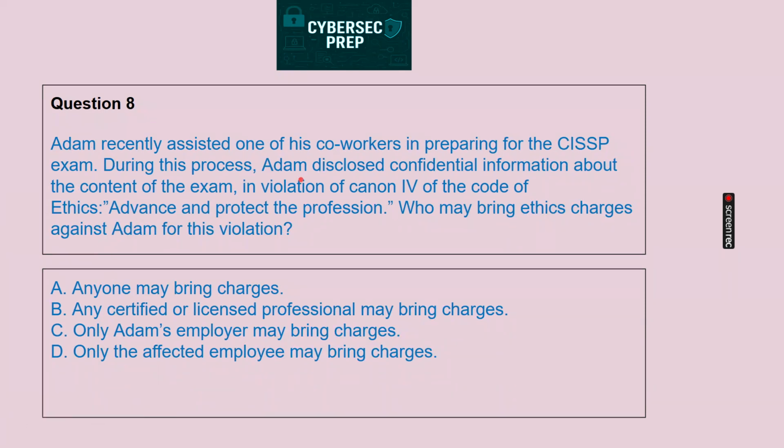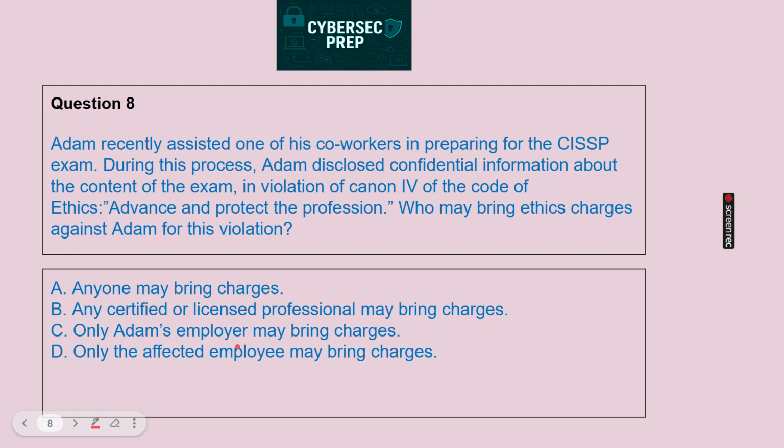Adam recently assisted one of his co-workers in preparing for the CISSP exam. During this process, Adam disclosed confidential information about the content of the exam in violation of Canon 4 of the Code of Ethics, advance and protect the profession. Who may bring ethics charges against Adam for this violation? Options, we have four options below. Anyone may bring charges, anyone certified or licensed professional may bring charges, only Adam's employer may bring charges, or only the affected employee may bring charges.